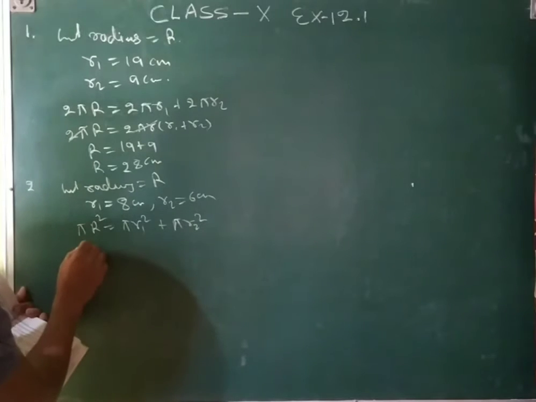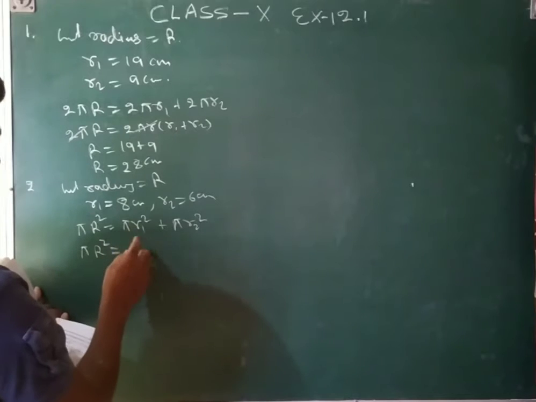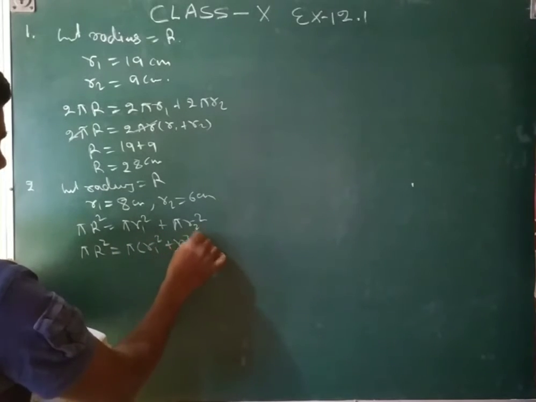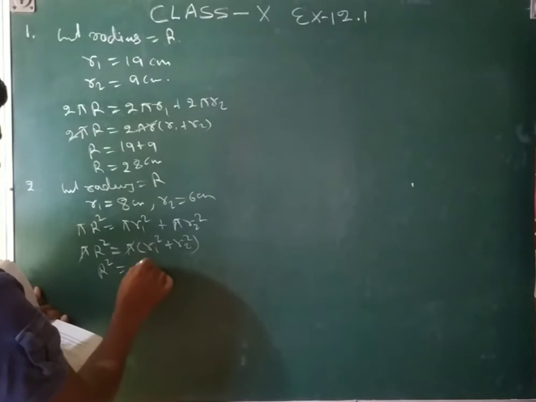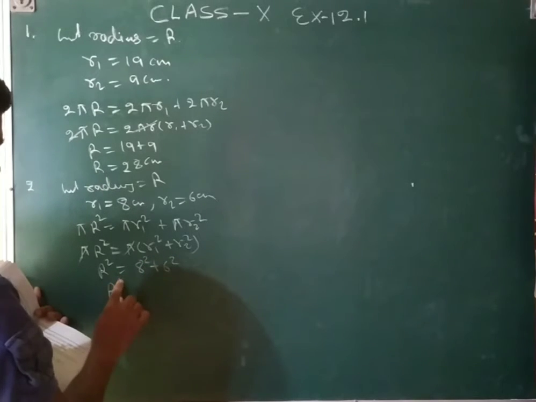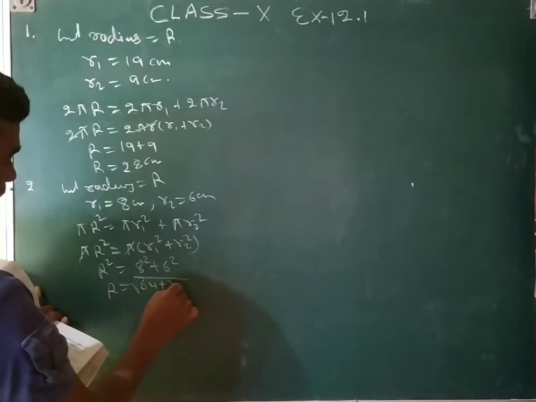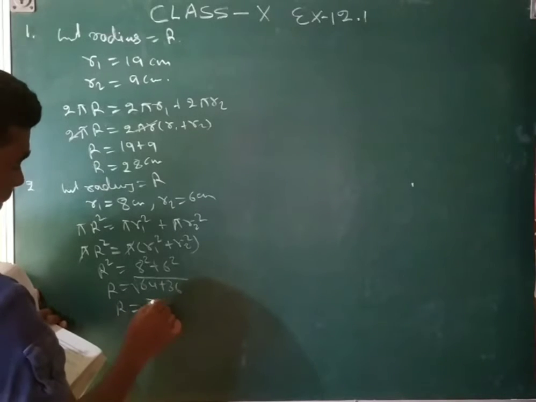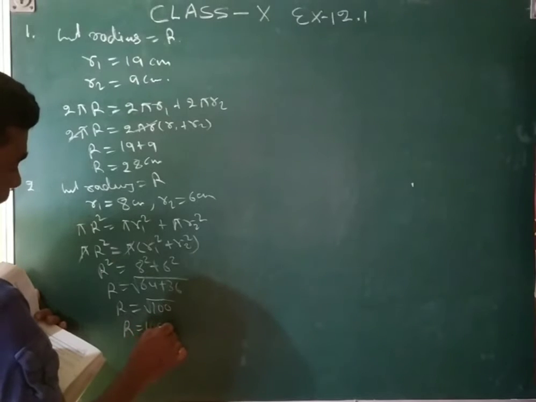So pi r square is equal to pi, which is common, times r1 square plus r2 square. Pi cancels by pi, so r square is equal to 8 square plus 6 square, or r is equal to the square root of 64 plus 36. Adding, we get 100, so r is equal to 10 centimeter.